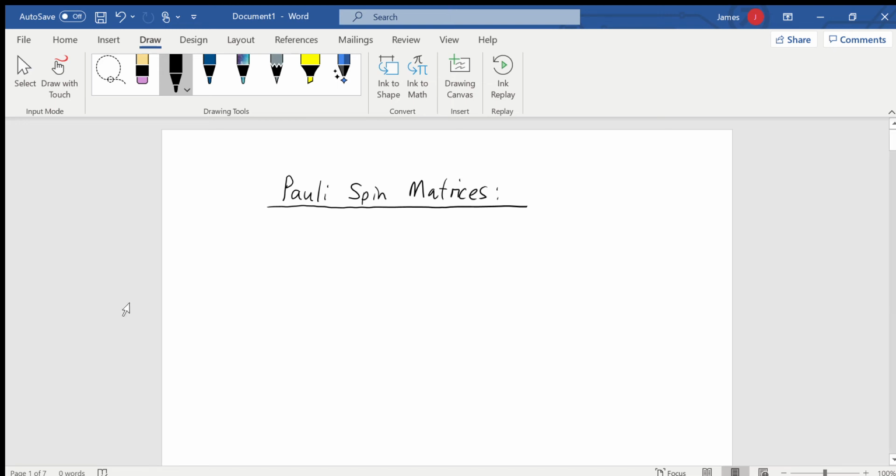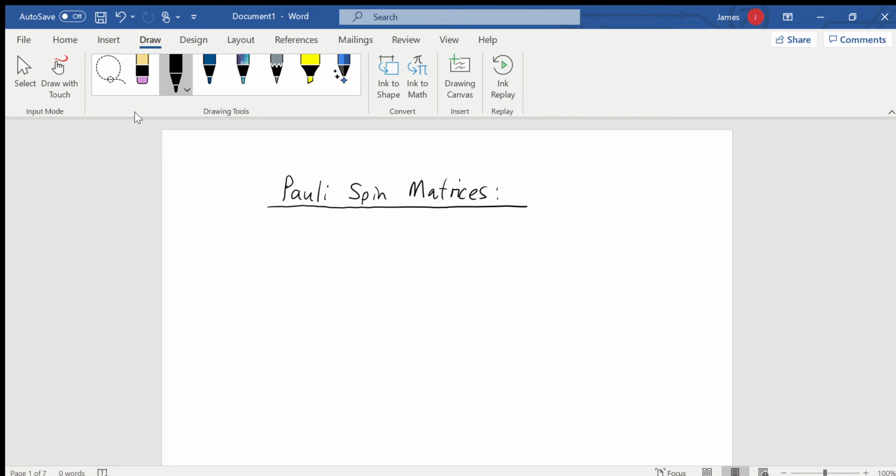This is a short video on Pauli spin matrices. I'm going to make this as brief as possible because this can be very useful for a general chemistry audience, and that's who this is targeted towards. But there's a lot of material you can get bogged down with, so I'll try to go through the weeds a little bit and get to the meaty stuff.